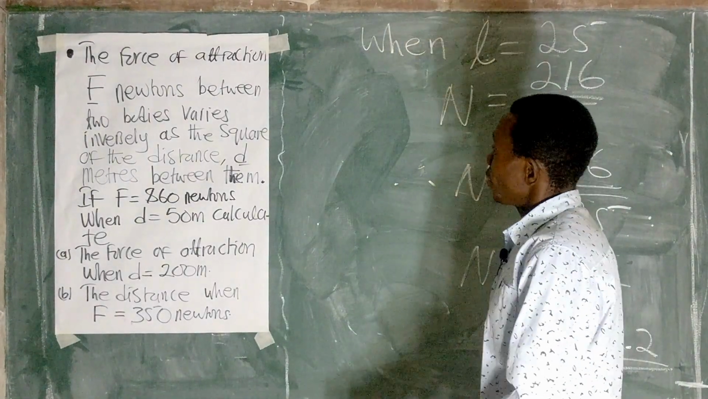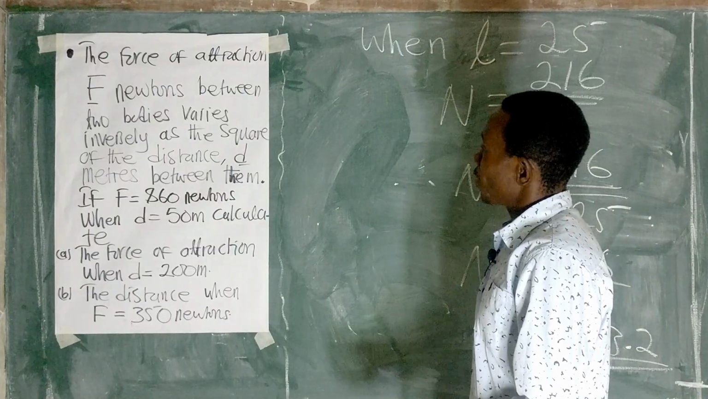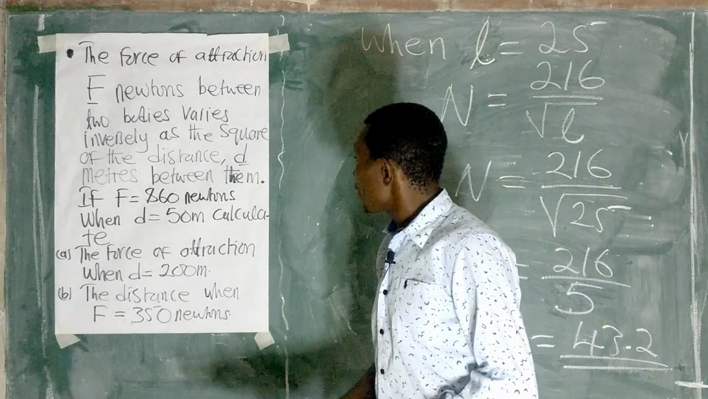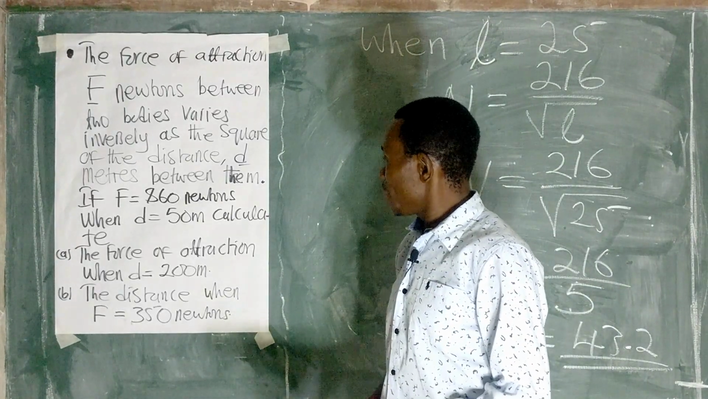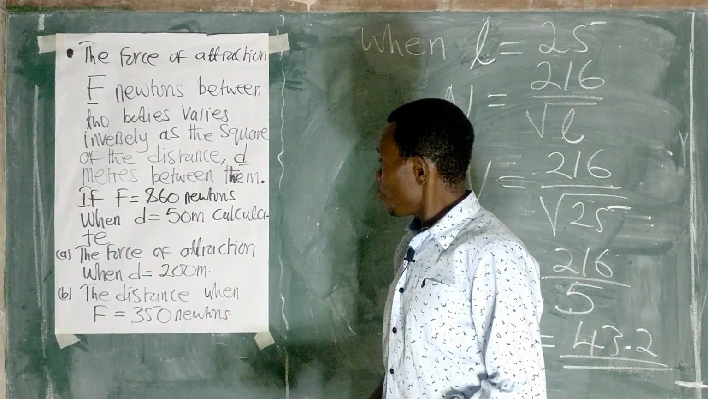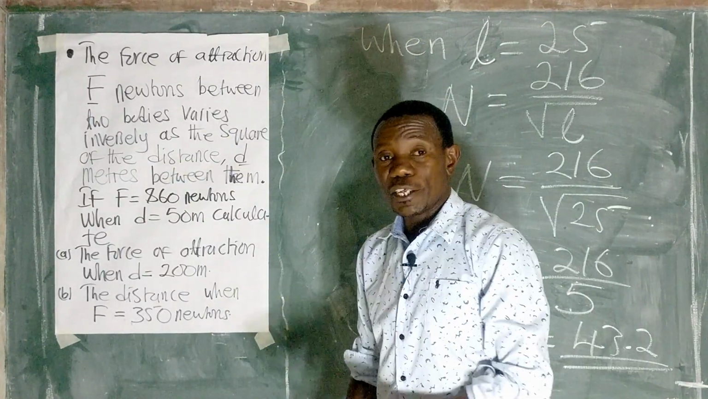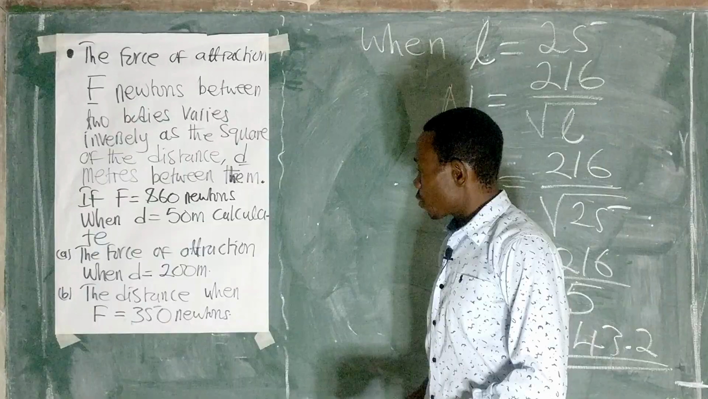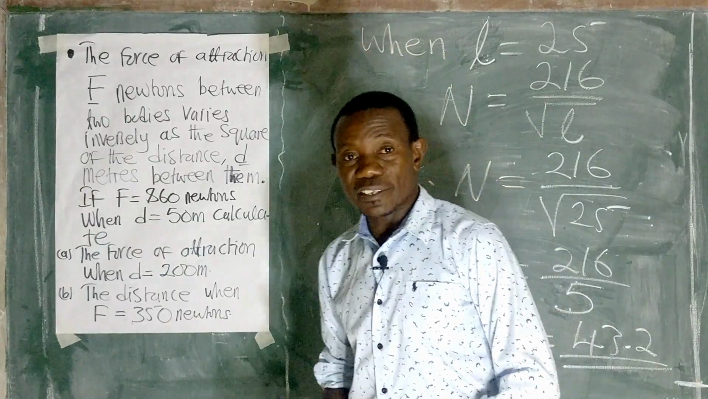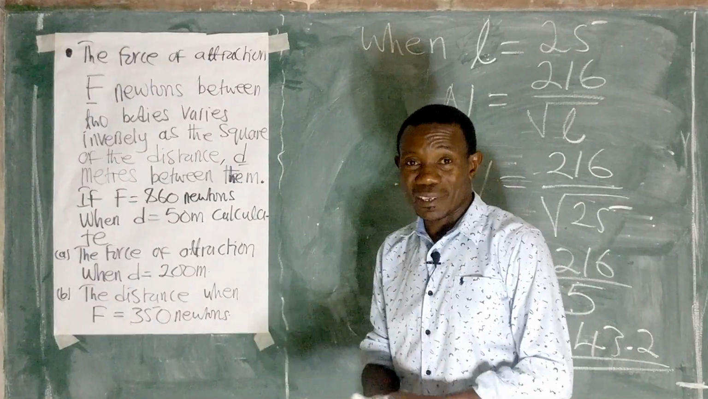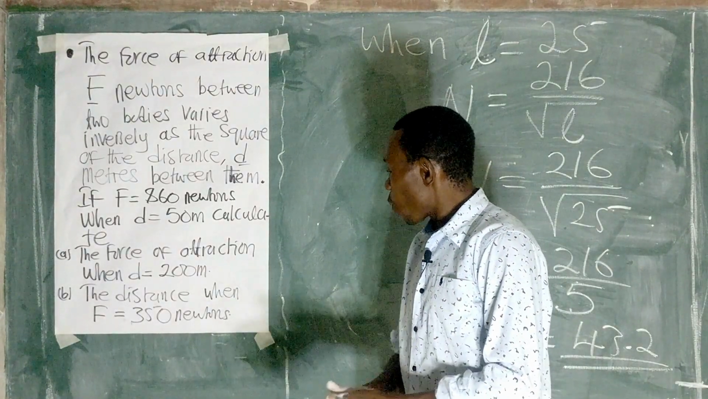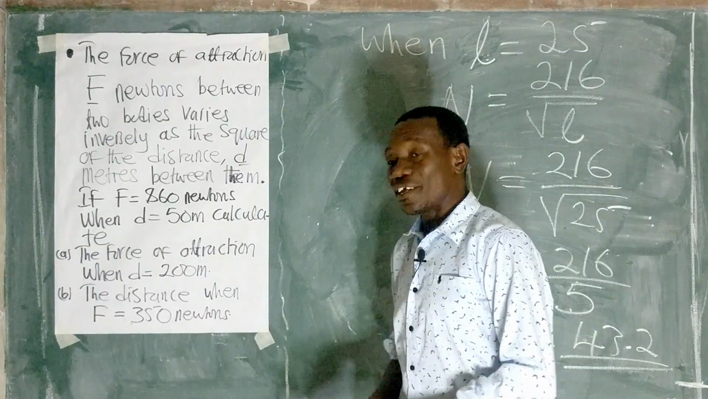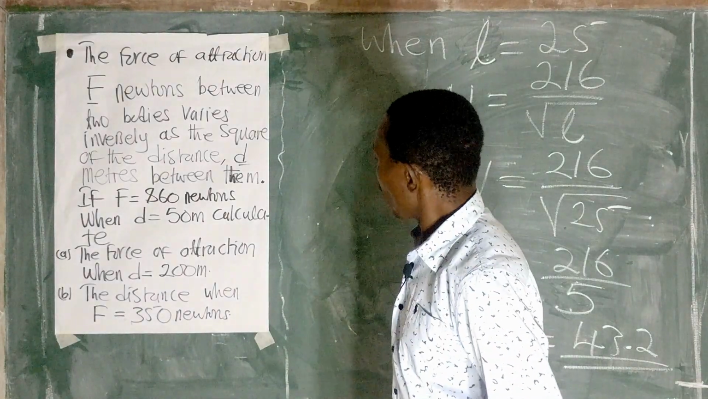Right, now, what is it that we have? We are told the force of attraction, F newtons, between two bodies varies inversely as the square of the distance d meters between them. If the force is 860 newtons when the distance is 50 meters, we are asked to calculate the force of attraction when the distance is 200 meters, and the distance when the force of attraction is 350 newtons. A realistic example. You have learned more about physics.